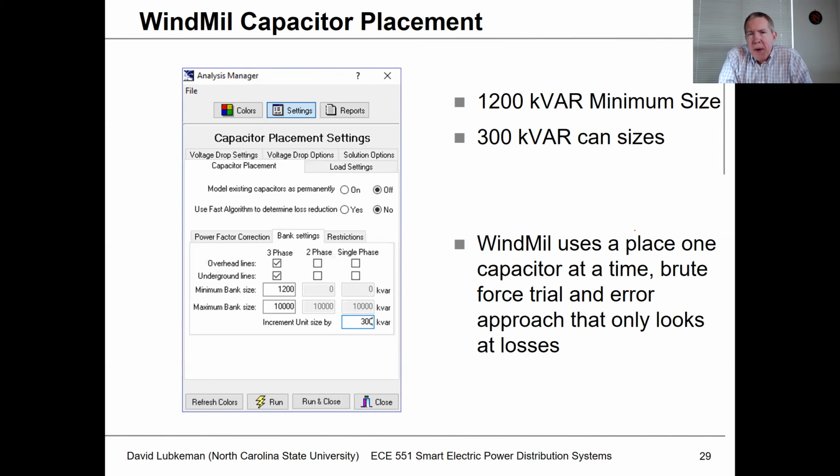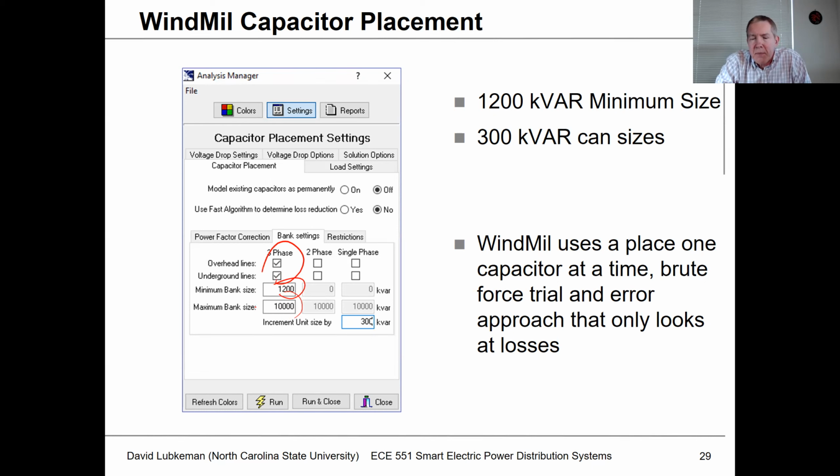WindMil does have a capacitor placement algorithm in it, where basically you can set it up and hit the button and it'll give you some suggestions for the locations and sizes of the capacitors. In this particular setup, I've just said I'm looking for 3-phase locations on overhead and underground, and you have a minimum bank size and a maximum bank size. And so this is sort of a brute force technique.